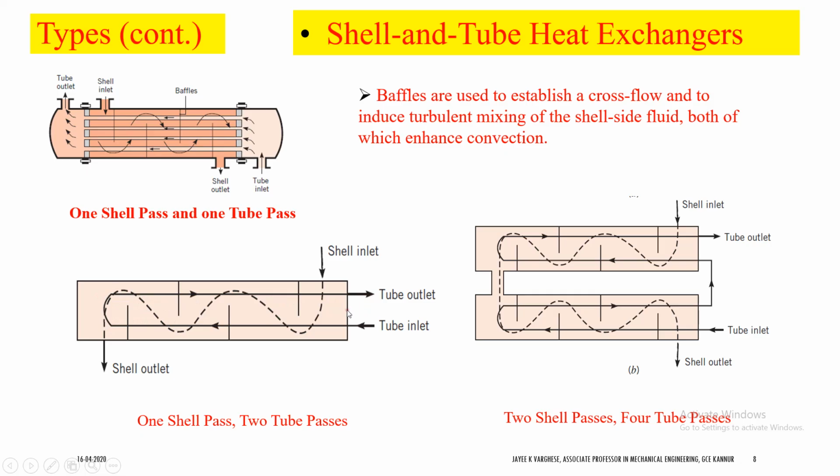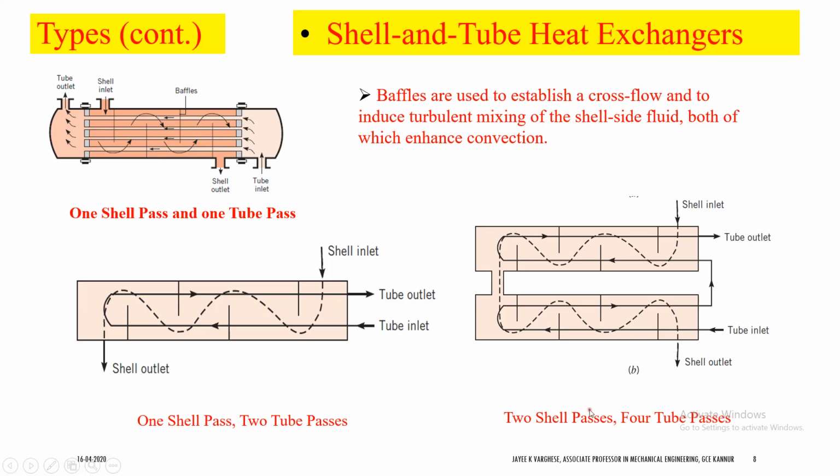Suppose there are 30 tubes inside this. In 15 tubes the fluid will be flowing from right to left, and in the other 15 tubes the fluid will be flowing from left to right. So we can see that there are two tube passes, one pass and then two pass. Such a heat exchanger is called a one shell pass, two tube pass heat exchanger.